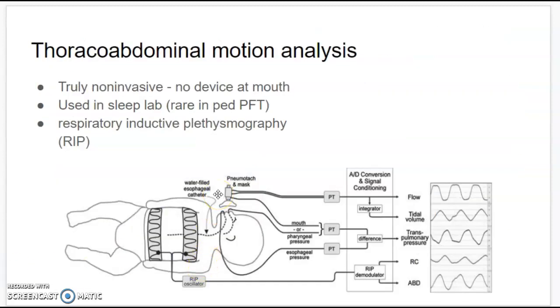The respiratory belt analysis. This is truly non-invasive. There's no mask, although this picture shows it. What I'm talking about are these two belts right here. There is no device at the mouth. Typically, you're going to see this used in a sleep lab. Rarely is it used in a PFT lab because it's so non-invasive, actually. Again, it's called respiratory inductance plethysmography. And so you're going to measure the motion of the patient breathing. So when they take a breath in, you see it move up. When they exhale, you see it move down. And they can monitor their respiratory mechanics through that.